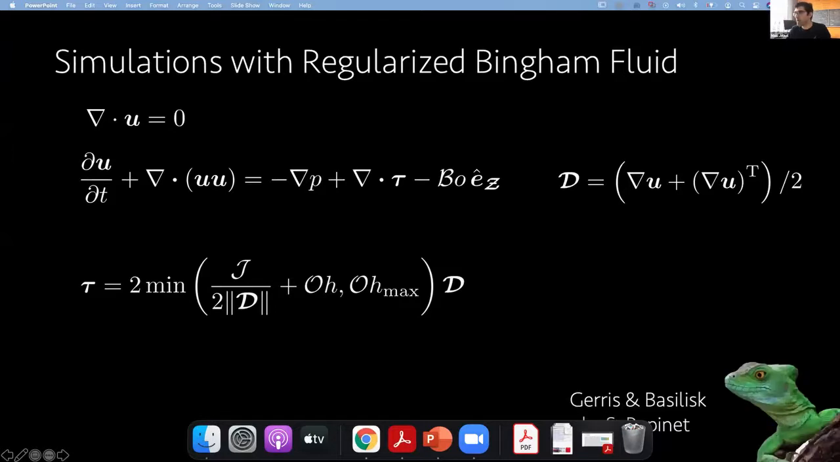To solve these equations, we use the open source codes Gerris and Basilisk, both developed by Stéphane Popinet at the Institut d'Alembert in Paris. Excellent tools, and we use them to implement this Bingham model and solve these equations.